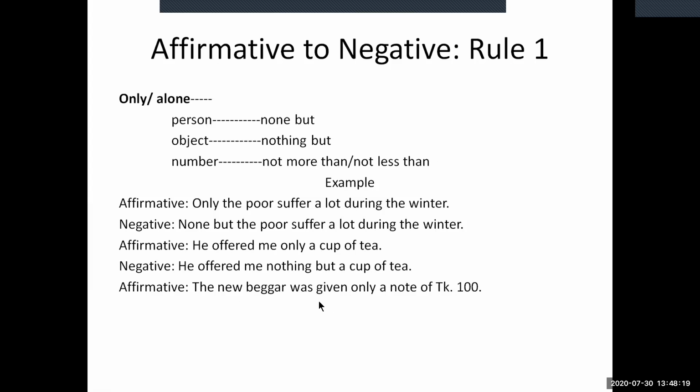The new beggar was not given. So don't forget to add a negative word not with the verb if you use not more than or not less than. So this not should be used with the verb, not with the place where only or alone can be found. So the new beggar was not given more than a note of taka 100 or less than a note of taka 100. So these are the three examples that fall into our three categories for making a sentence negative if the sentence has only or alone in the affirmative form. So let us see some exercises on this rule.